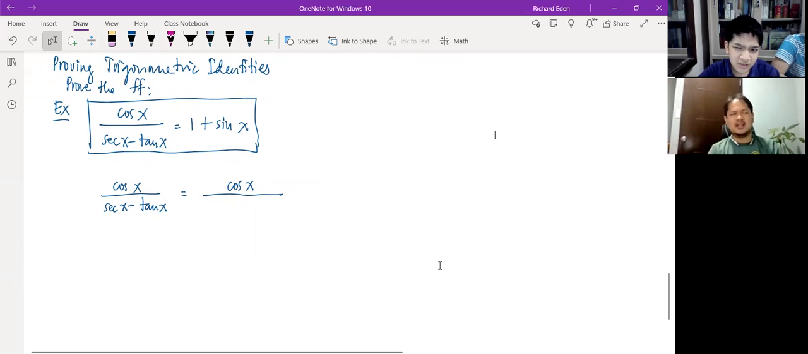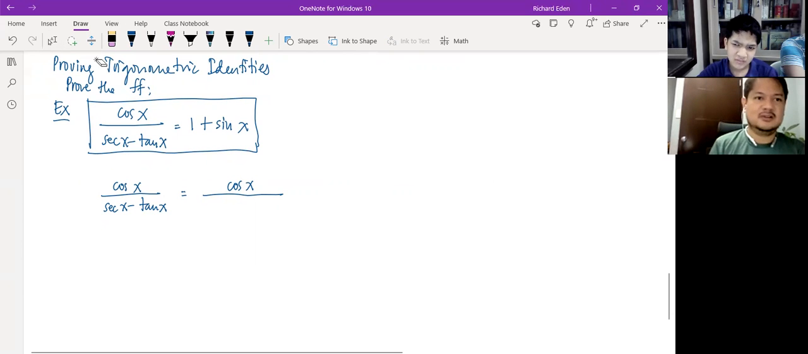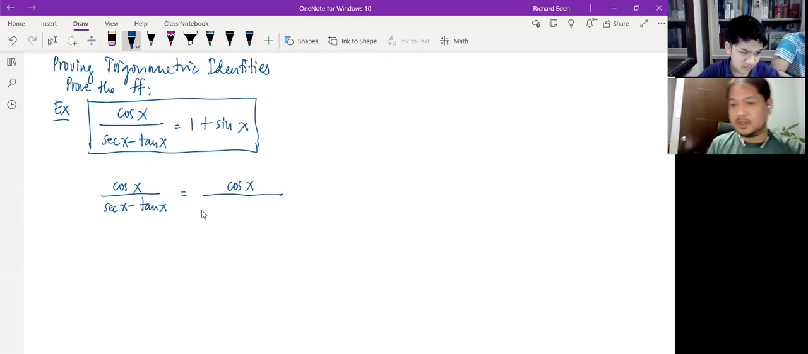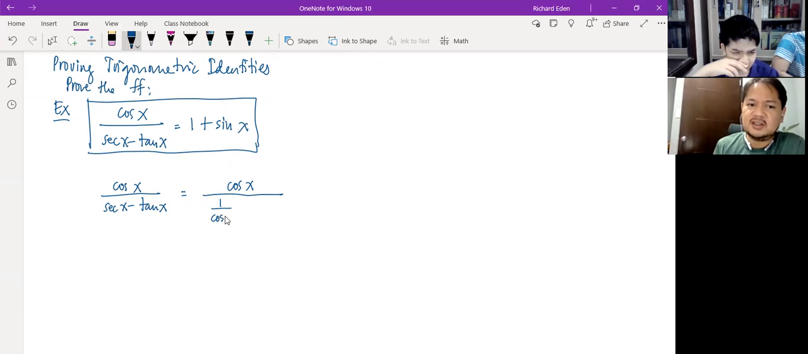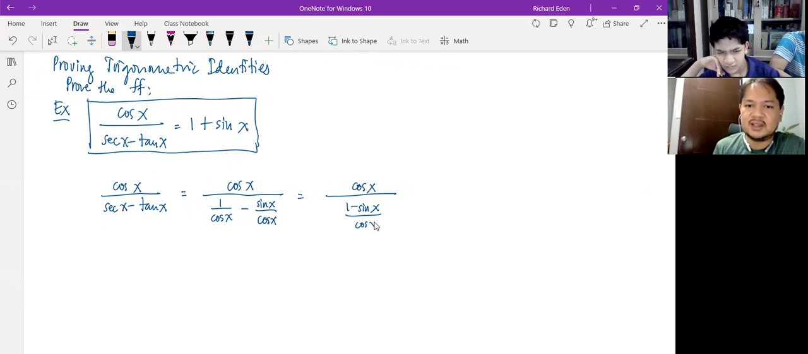like when you're solving an equation, we do that, but then you have to weed out extraneous roots. So the secant and tangent can be expressed in terms of sine and cosine. So that's always reliable. See if you can express everything in terms of sine and cosine. So secant x is 1 over cosine x. Tangent x is sine of x over cosine of x. So the denominator can now be stated as 1 minus sine of x over the cosine of x.